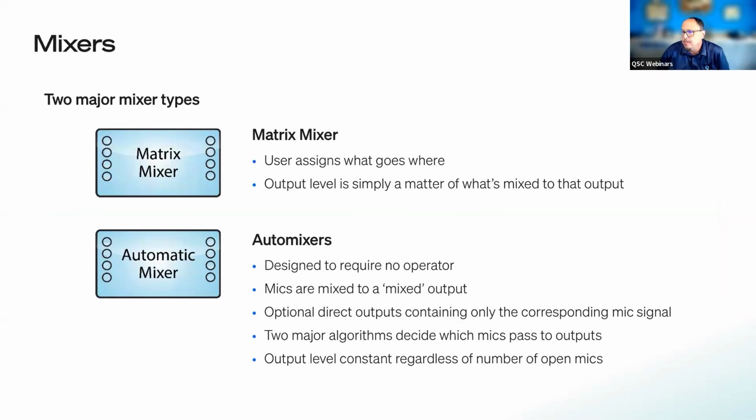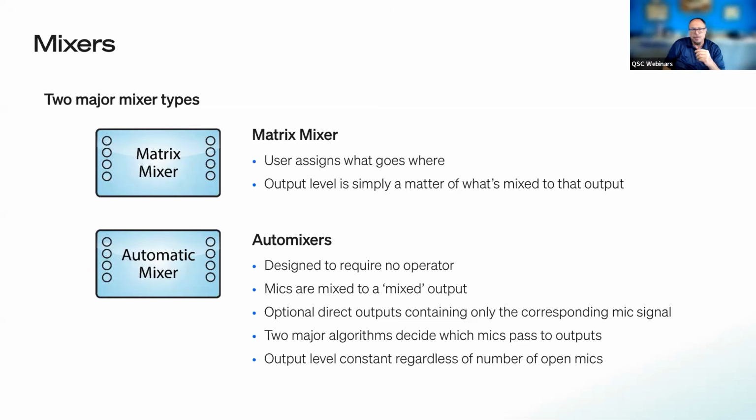Now we have two major types of mixers that we use in Q-SYS. We've got a matrix mixer, which just allows the user to assign what goes where, and the output level is simply a combination of all the things that have been mixed and sent to that output. Auto mixers are designed to require no real operator. Mics are typically run through an auto mixer to a mixed output. It handles everything that needs to happen, such as gating mics on and off. They do have optional direct outs so that you can send a corresponding mic signal. And we have two different algorithms that decide which mics pass to the output. We'll talk about those when we get into auto mixers.